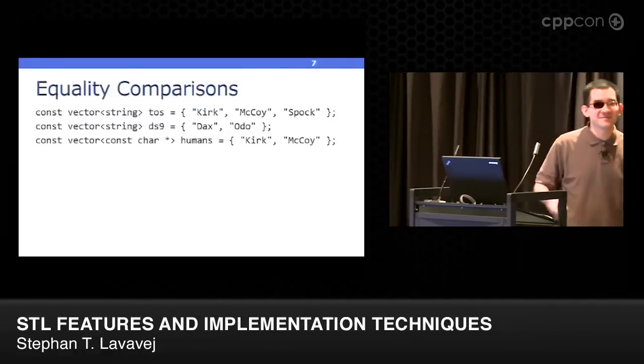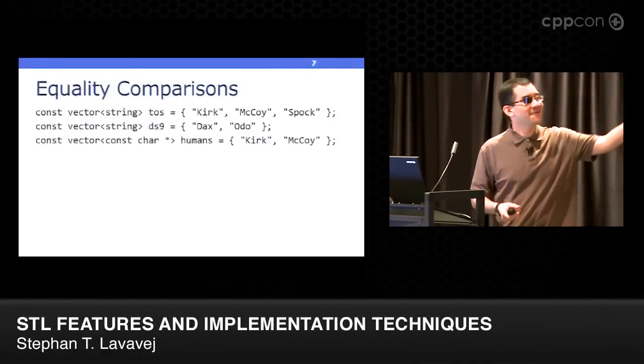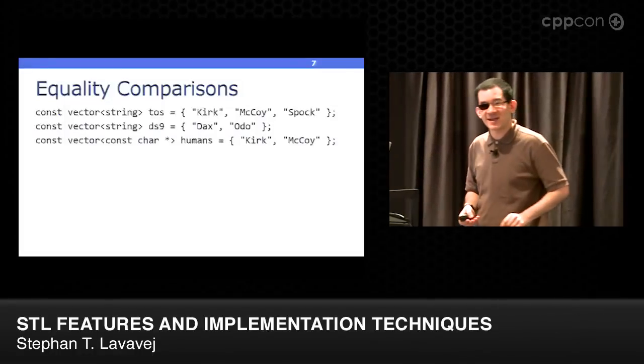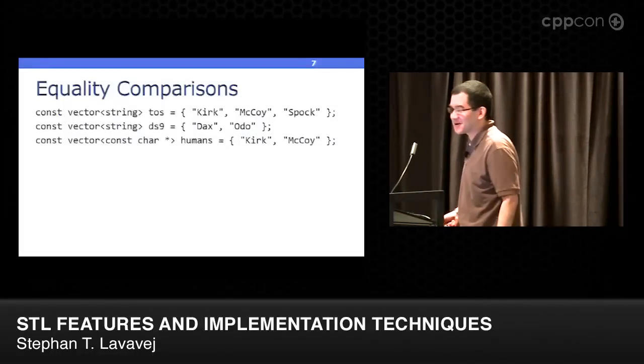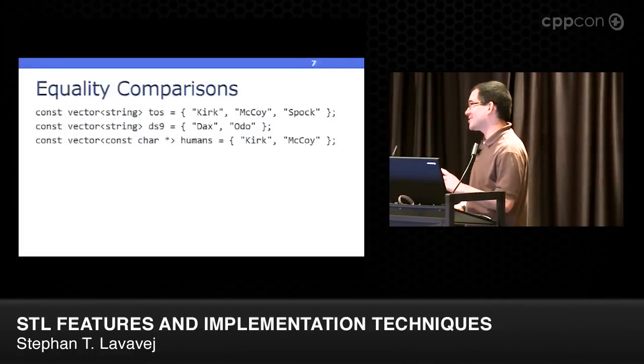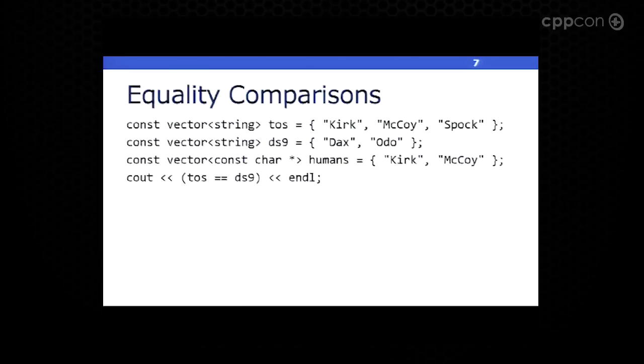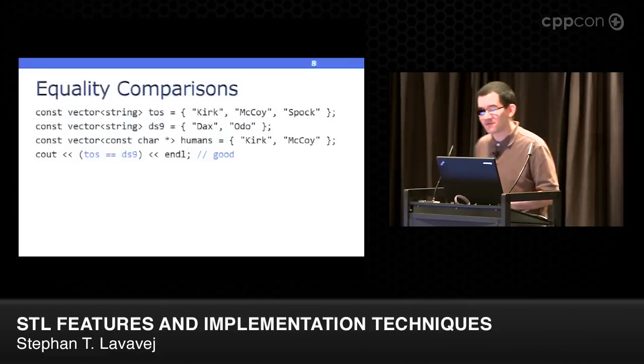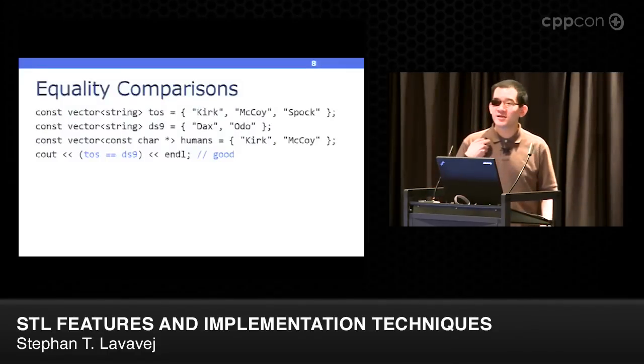Anyone? Shout it. Equal. Yeah, the section slide said equal. No, I should not call equal here. TOS and DS9 are of the same type, vector string. Vector overloads operator equal equal. So you should write TOS equal equal DS9, and this will do what we expect. All of the standard containers overload operator equal equal like this. So list, if you're using a list, which is horrible for perf. So now let's put that aside.